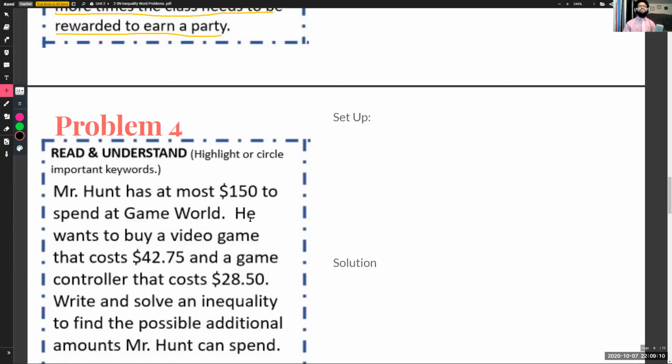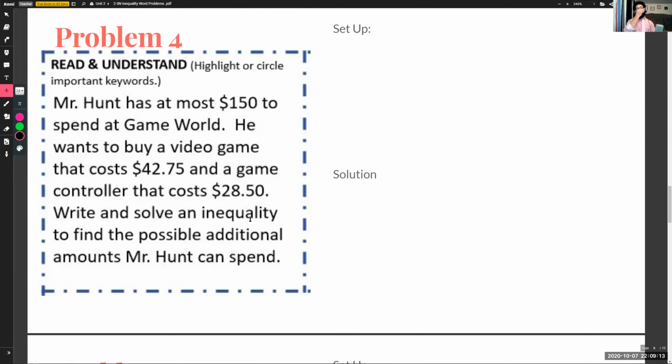So let's look at number 4. Mr. Hunt has at most $150 to spend at Game World. He wants to buy a video game that costs $42.75 and a game controller that costs $28.50. Write and solve an inequality to find the possible additional amounts Mr. Hunt can spend. So we're trying to see how much money he has to spend outside of this $42 video game and a game controller that's $28 and change, okay?